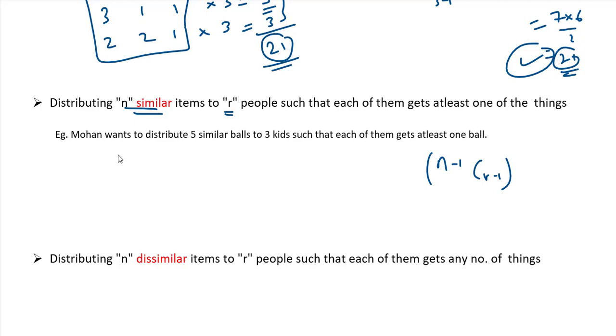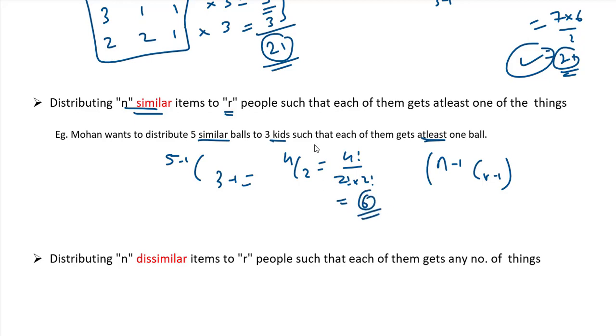So let's take this example. Mohan wants to distribute 5 similar balls to 3 kids such that each of them gets at least one ball. So this will be (5 minus 1) C (3 minus 1). So it can be done in 4C2 ways, which will be 4 factorial by 2 factorial into 2 factorial, which will be 4 into 3 by 2, which will be 6. So this distribution of 5 balls to 3 kids can be done in 6 ways such that each of them gets at least one ball.